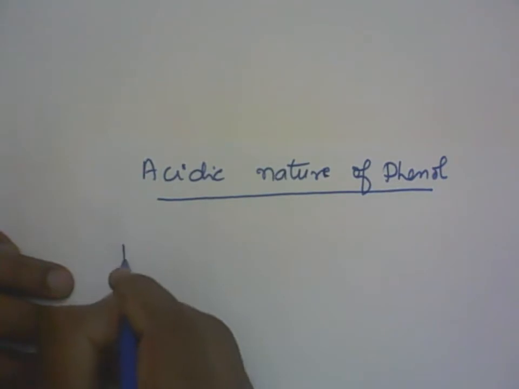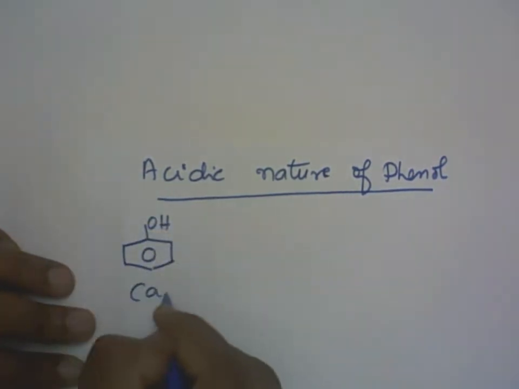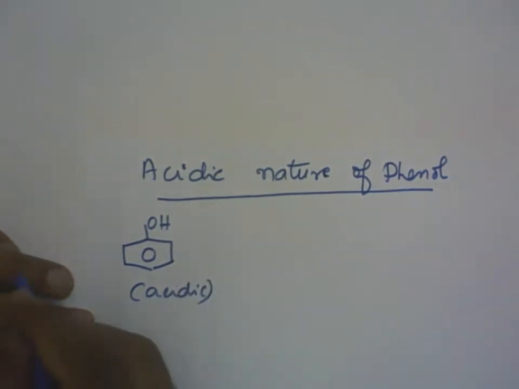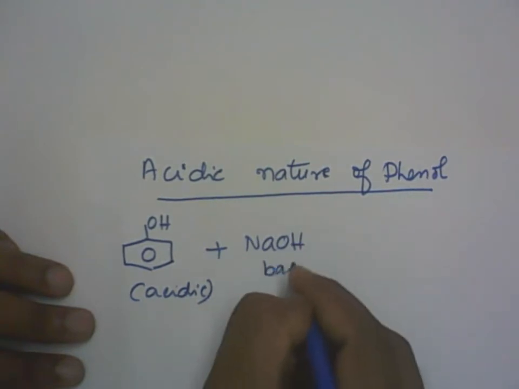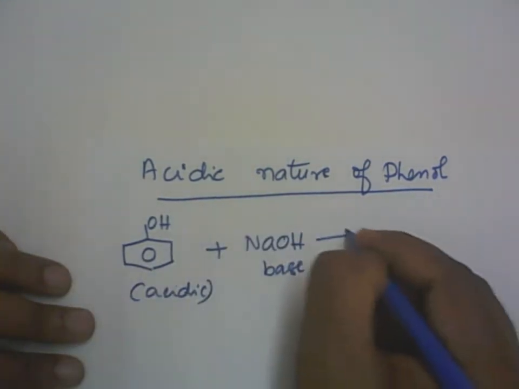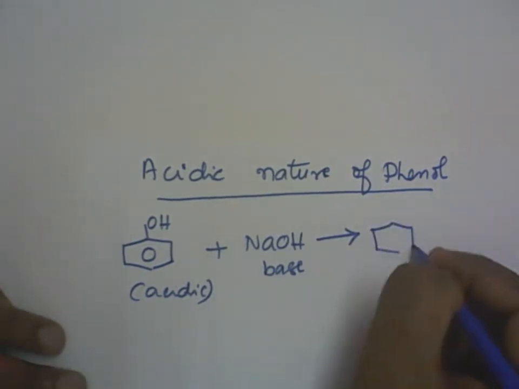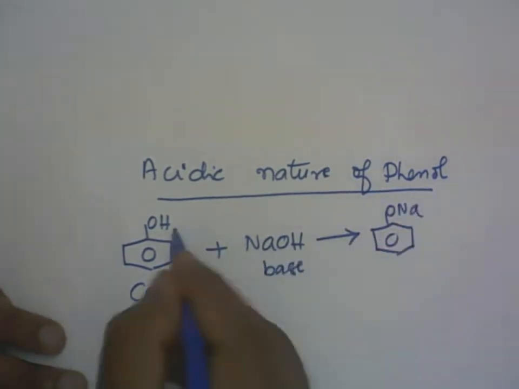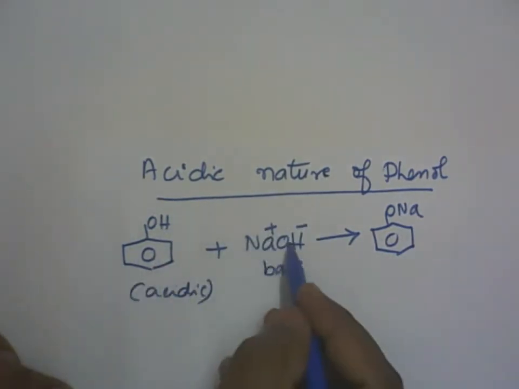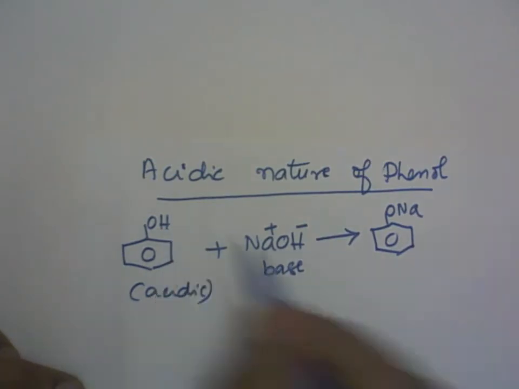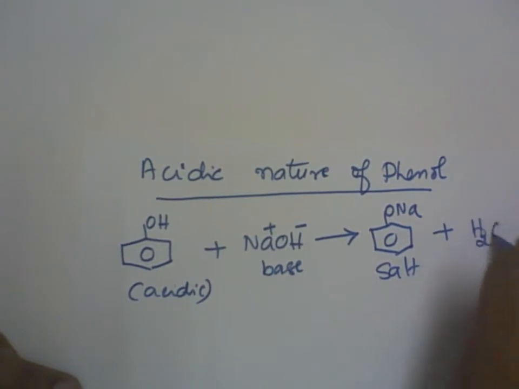So let me take the example. You know that phenol, being acidic in nature, reacts with sodium hydroxide. You know that sodium hydroxide is a base. Now, if there is an acid-base reaction, you should get salt and water. So we get the salt, ONa. H plus is lost. This is Na plus, OH minus. So OH minus can take H plus to give salt and water, H2O.